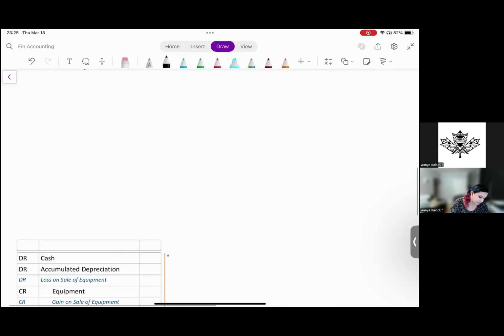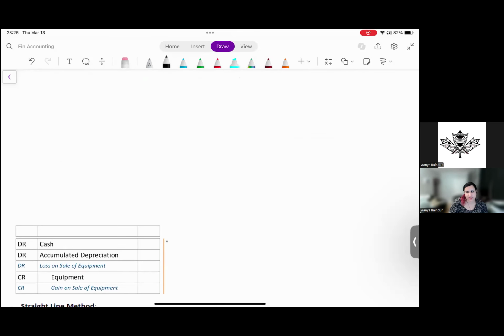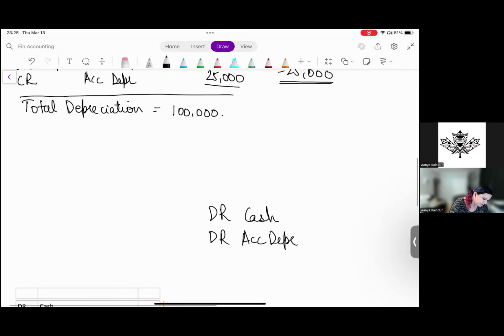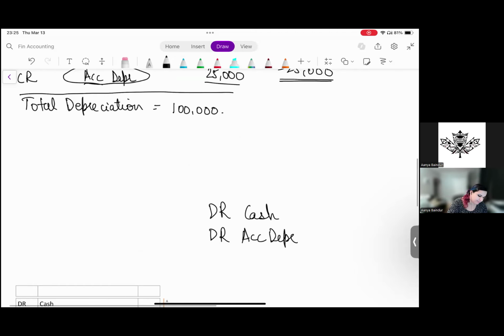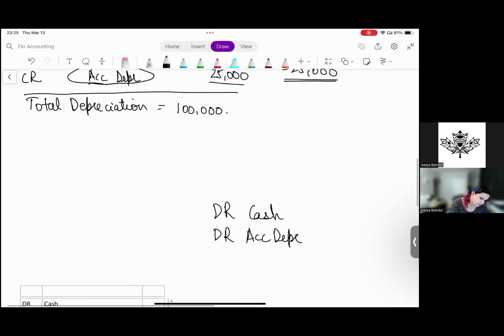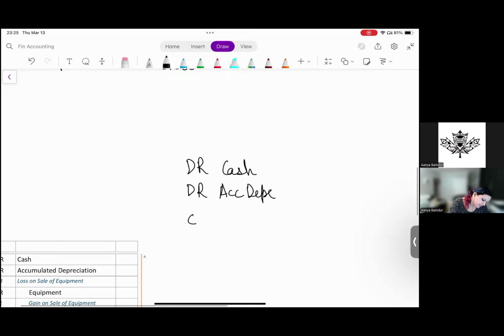So when it comes to selling equipment, there'll be 4 journal entries involved. The very first one, you'll be debiting cash because we'll be receiving cash for the equipment. Next, we'll be debiting accumulated depreciation. All these years, as you can see here, we were crediting accumulated depreciation, right? We were storing that value in there. But now that we are selling it, let us remove that value by reversing it. So we debit accumulated depreciation and we credit the equipment, since we're giving away the equipment.